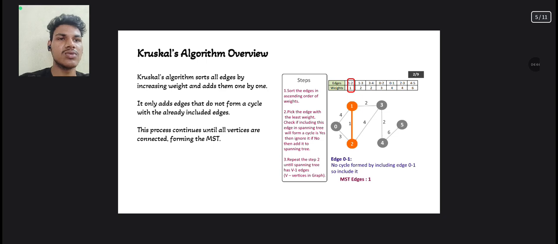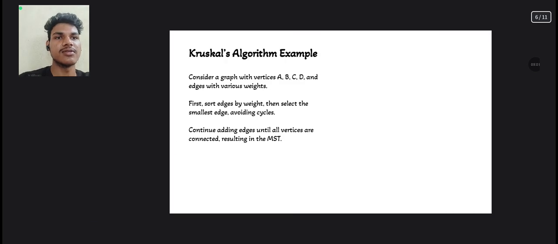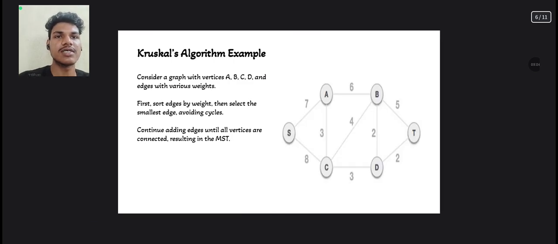Edges 0 to 1, no cycle. Here we can see the edge 0 to 1, there is no cycle formed, and 1 to 2, there is no cycle formed. But if we connect 2 to 0, a loop is formed. So we do not take that step in Kruskal's algorithm. It's not needed. Kruskal's algorithm considers a graph with A, B, C, D and edges of various weights. First we sort the edge weights, then we select the smallest edge, avoiding cycles, continually adding edges until the vertices are connected, resulting in the MST.